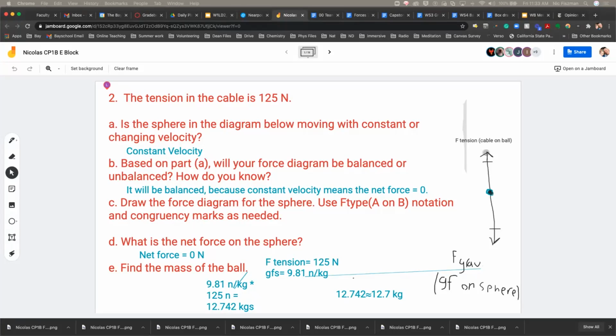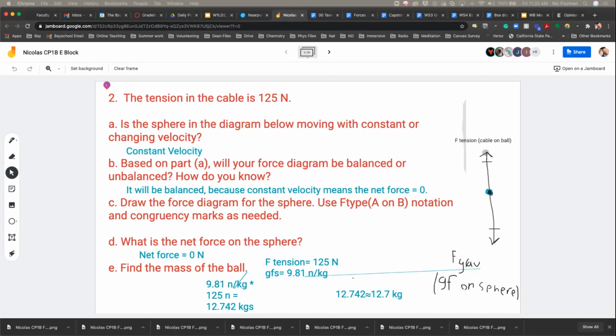And so then you can see on the right, here's our force diagram. And we have 2 congruent arrows, one going up and one going down. And the one going up is tension force on the cable on the ball. And the one going down is the grav force, which is the Earth's gravitational field on the sphere. So then again, this just showed what we said in part B, which is the net force is 0.